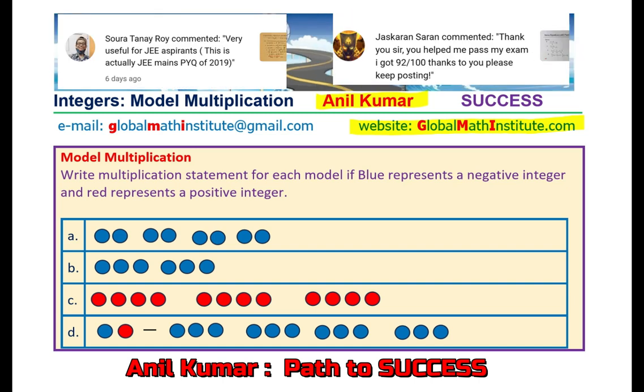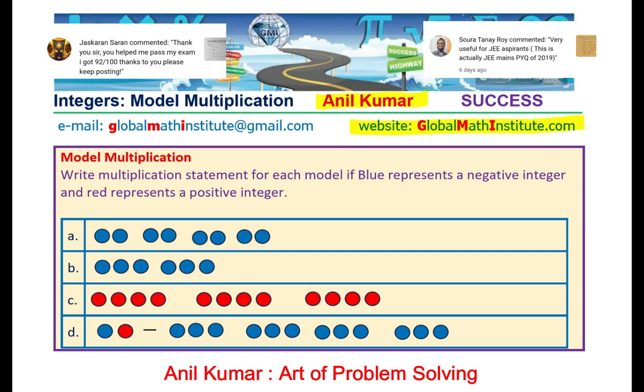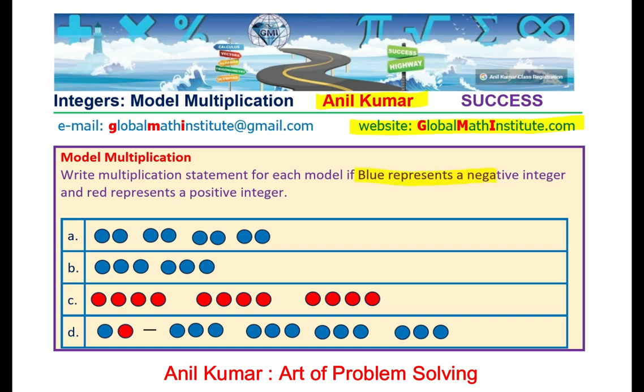Let me thank all the viewers and subscribers for their request for understanding this concept of modeling multiplication for integers. Here is the very first example, where the question is: write a multiplication statement for each model, if blue represents a negative integer and red represents a positive integer. You can always pause the video, answer the question, and then look into my suggestion. Now, this basic concept is going to help us in following videos to model with counters and on the number line.